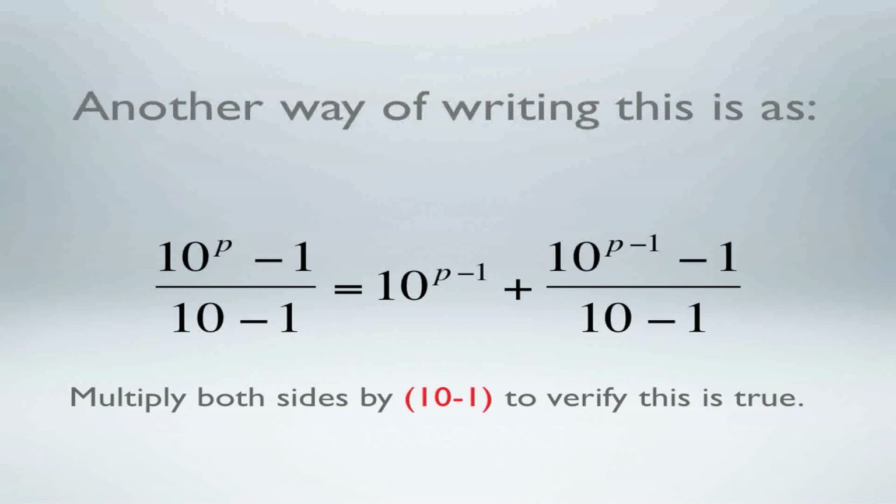So the expression on the right-hand side of the equal sign is the sum of two integers, which means that expression is an integer. So we have that the expression on the left side of the equals, 10 to the p minus 1 divided by 9, is equal to an integer. That means, by the definition of what it means to be divisible by, that the expression 10 to the p minus 1 is in fact divisible by 9, or as we have shown it here, divisible by 10 minus 1.